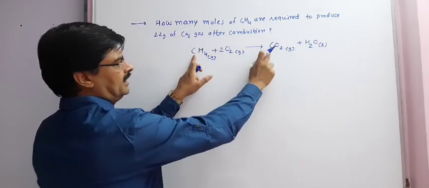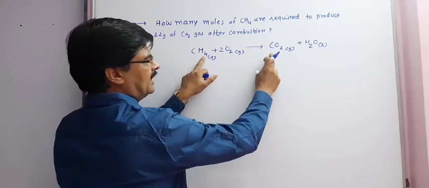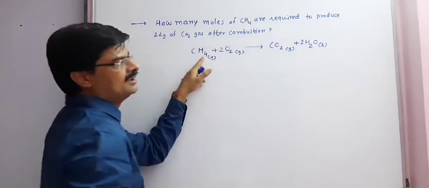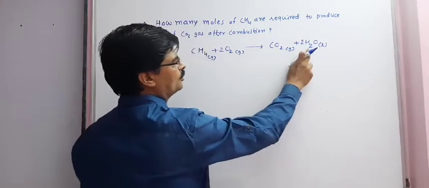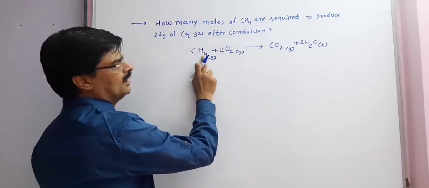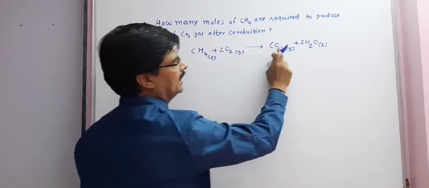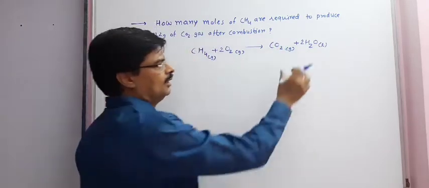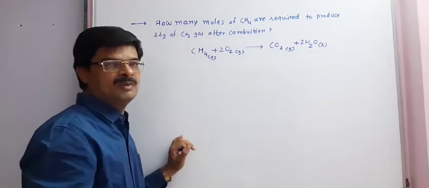So C is balanced on both sides. Hydrogen: here we have 4 on the left hand side. So by writing 2 as the stoichiometric coefficient before H2O, we get 2 into 2, 4. Here also it is 4. Now for oxygen, 2 into 2, 4 on the left hand side, and 2 from carbon dioxide and 2 from water, we get oxygen on the right hand side to be 4. So the reaction is balanced.